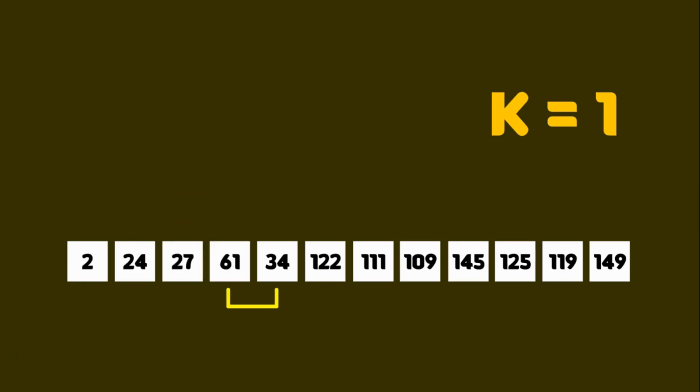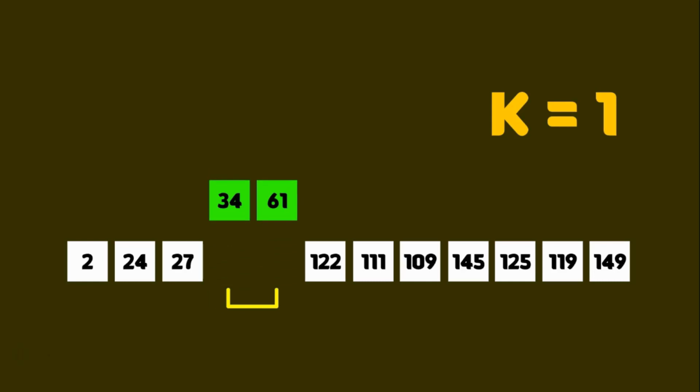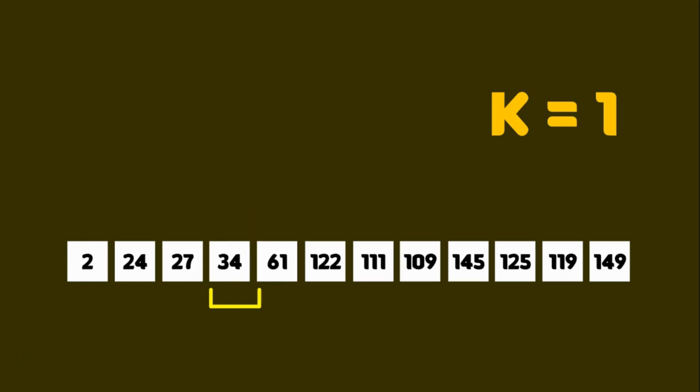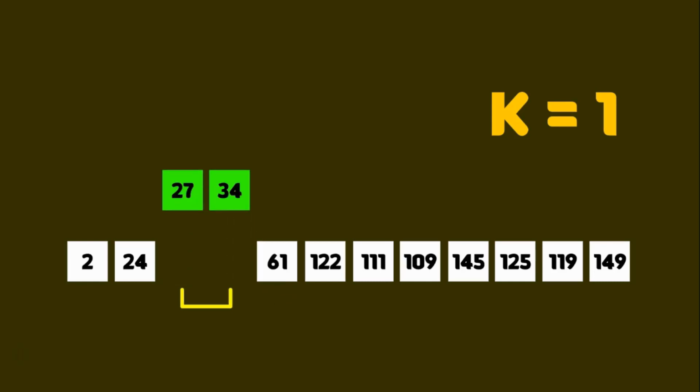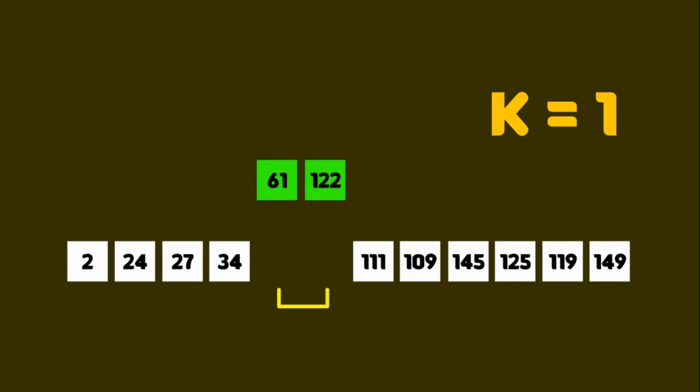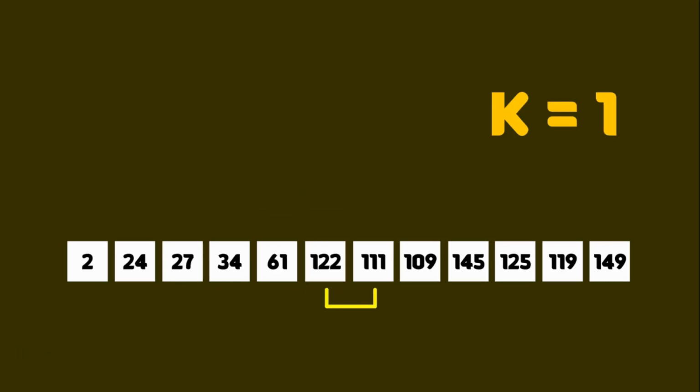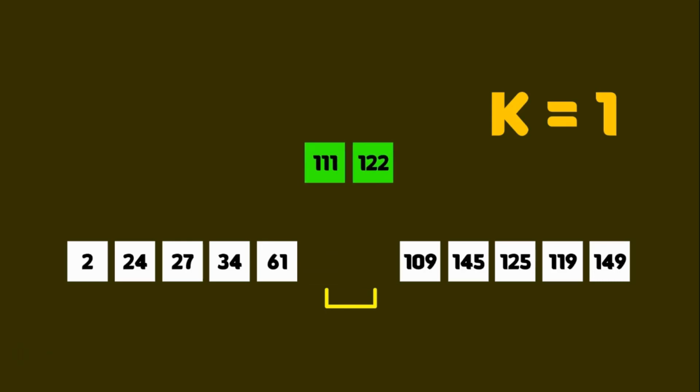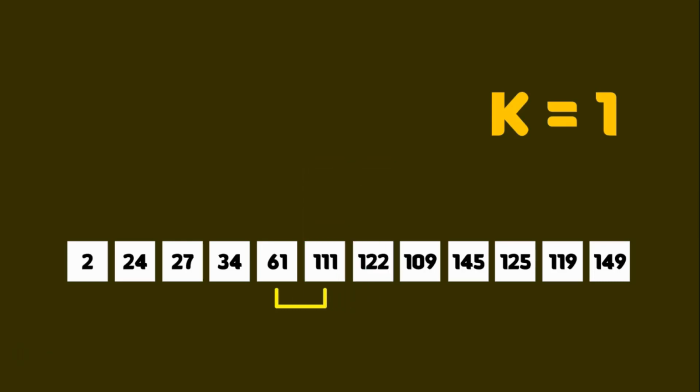Similarly, we will compare 61 and 34. So 34 will take a position. Now comparing 27 with 34, 27 is lesser than 34, so it will be in the proper way. Then comes 61 and 122, which is proper. Then 111 and 122, it is again swapped. Then 61 is compared with 111, which is proper, because 61 is lesser than 111, so it is in the proper sequence as it is needed.